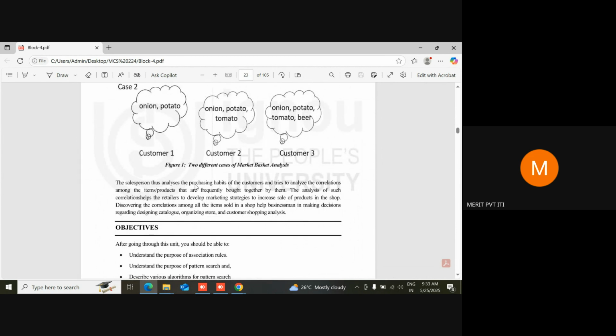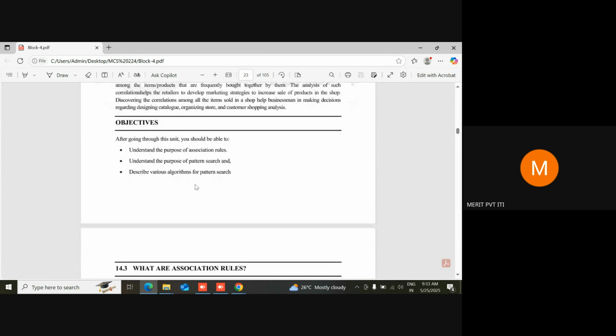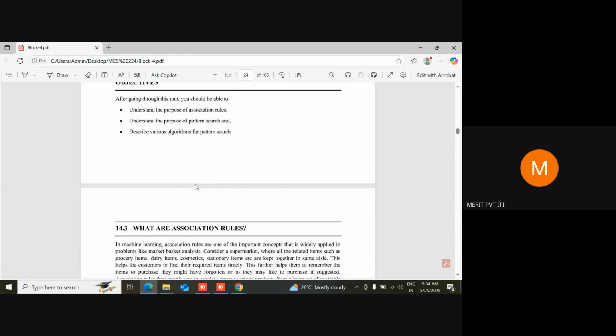These are the market basket. Either you put it like this, or you tell the people, all right, you buy this also. Or in the mall, you put the things in that fashion, you are going to buy those things anyway. So these are the objectives: understand the purpose of association rules and pattern search, and describe various algorithms for pattern search.